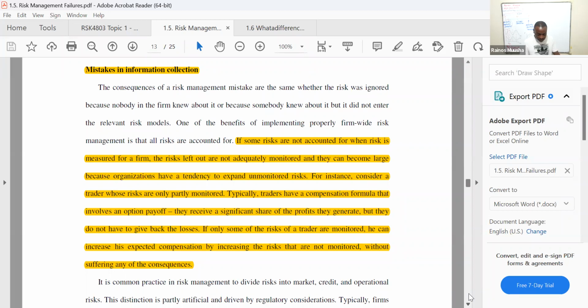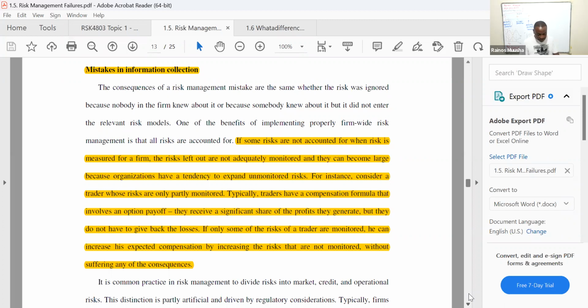For instance, consider a trader whose risks are only partly monitored. Typically, traders have a compensation formula that involves an option payoff. They receive a significant share of the profits they generate, but they do not have to give back the losses. So if only some of the risks of a trader are monitored, he can increase his expected compensation by increasing the risks that are not monitored without suffering any of the consequences.